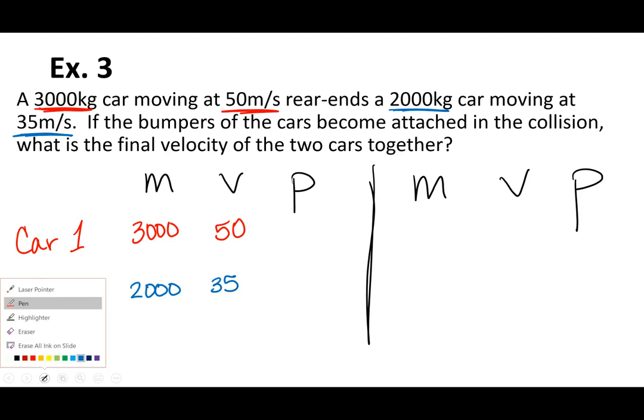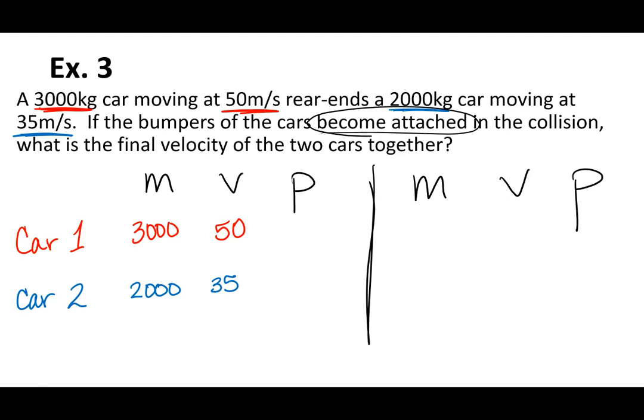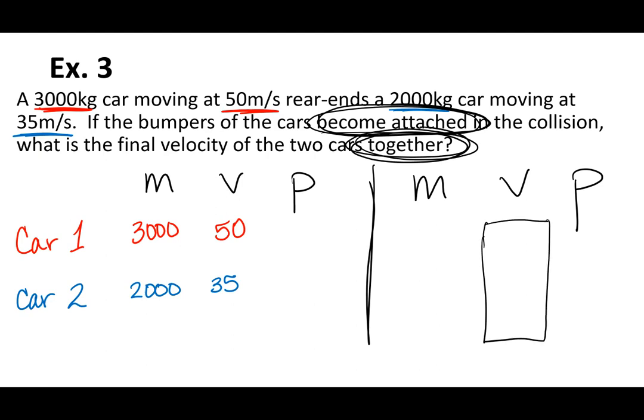Here's our key phrase. If the bumpers of the cars become attached, that's how we know it's inelastic. They stay together. That means automatically we have one velocity and one momentum. So it's not two separate numbers anymore. It's one number. So with that, let's do some math.